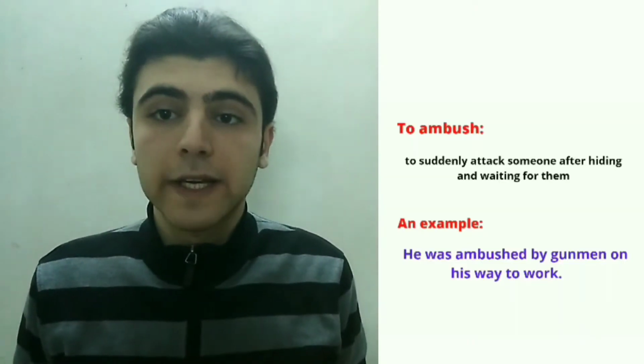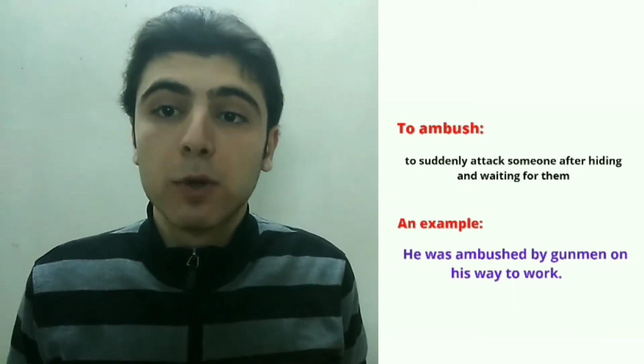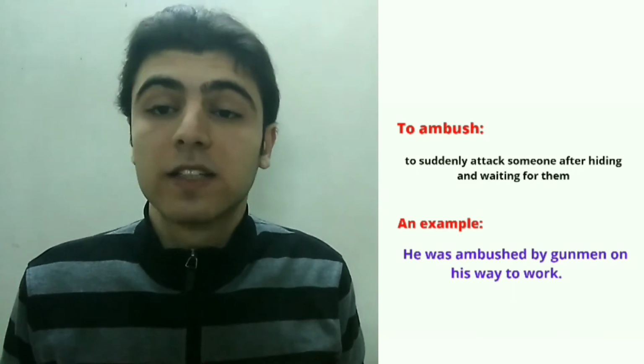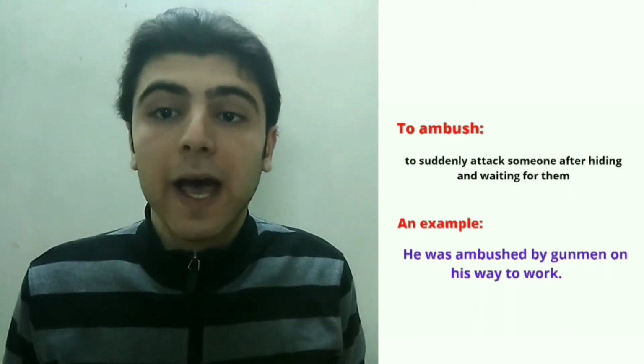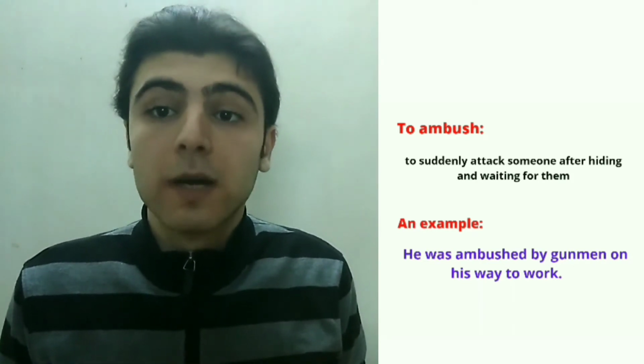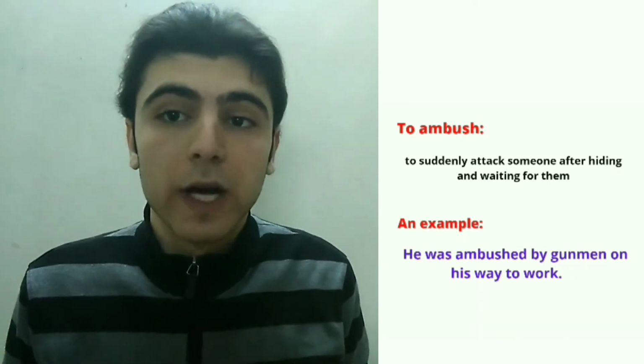Today's lesson is about some important English verbs. So let's get started. Number one is to ambush. To ambush means to suddenly attack someone after hiding and waiting for them. An example: he was ambushed by gunmen on his way to work.